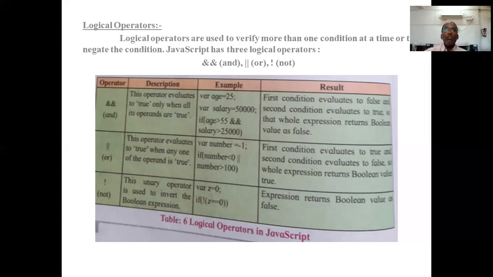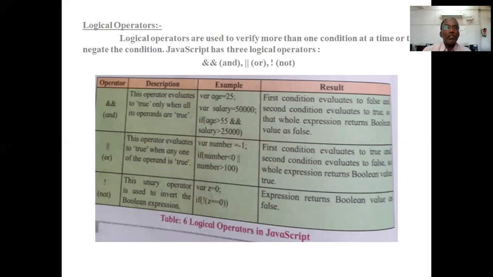Now JavaScript has three logical operators: AND operator, OR operator, NOT operator. So these are three logical operators which we can use in JavaScript: and, or, not operator. So we will see one table, logical operators in JavaScript.